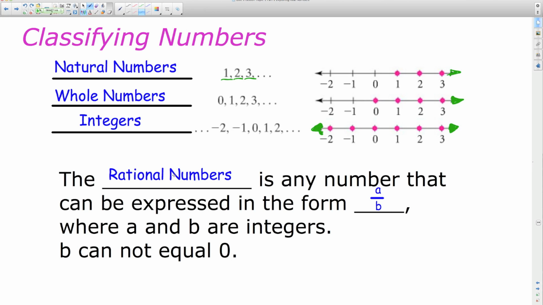Next we have the rational numbers, and here's a little typo. Rational numbers are any numbers that can be expressed in the form a over b, or in other words, as a fraction, where a and b are integers and b is not allowed to be equal to 0. Now let's take this and see if we can identify some numbers in our following examples.